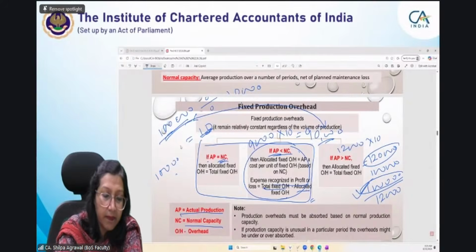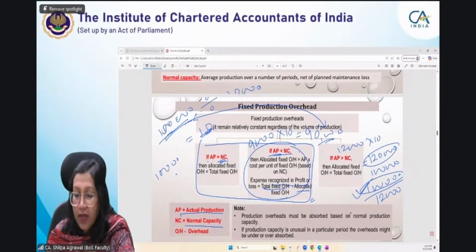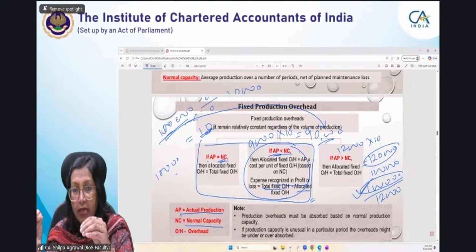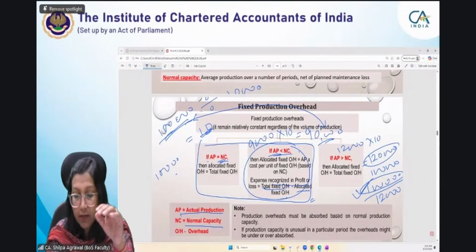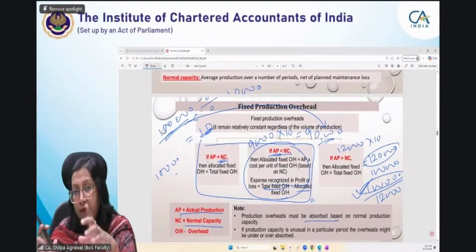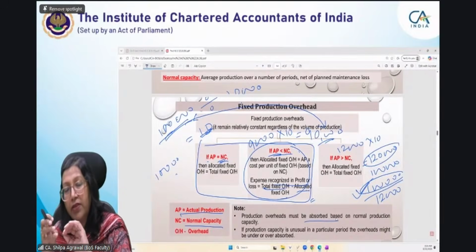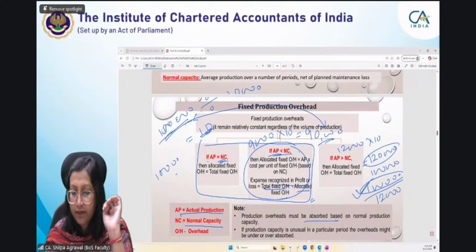Okay. Hope it is clear. Moving to next slide. So what we allocate, 1 lakh or 90,000, this is called absorption. The term which we are saying must be absorbed. So absorption is a term used when we are allocating fixed overheads to the actual production and where actual production is less or equal to your normal capacity. So we say fixed overheads has been absorbed to this extent.